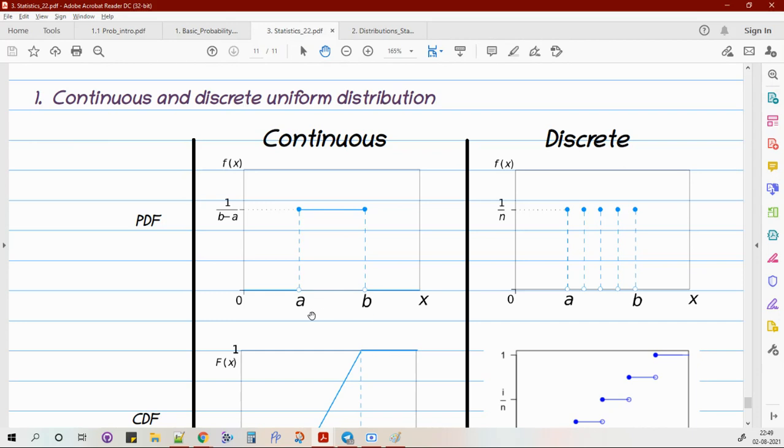So 1 by b minus a, intuitively it's saying you can take any value between a and b, and this area should be 1, right? Not in PDF, but the probability of choosing any number would be, you can say, similar, right? It is equally likely to choose, if you are taking 1 to 10, equally likely to choose 2. The same probability goes for 3, right?